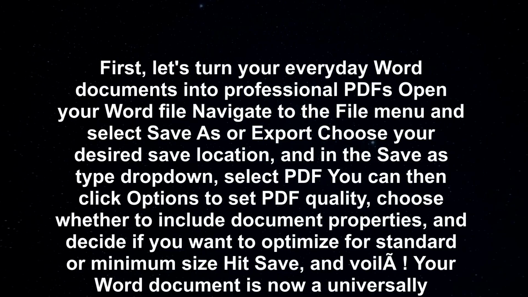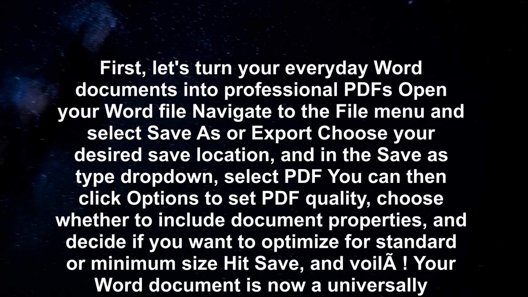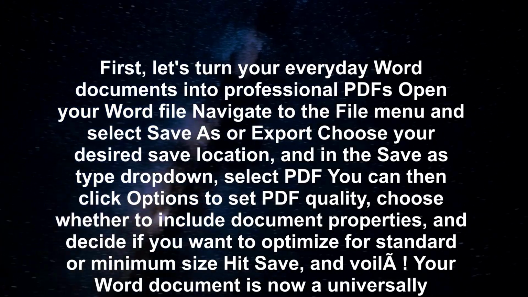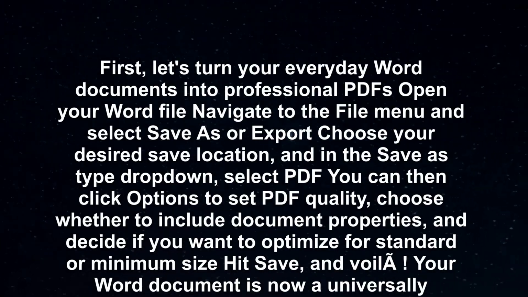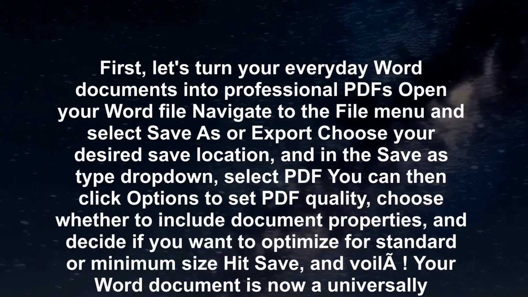Choose whether to include document properties, and decide if you want to optimize for standard or minimum size. Hit Save, and voila! Your Word document is now a universally compatible PDF.